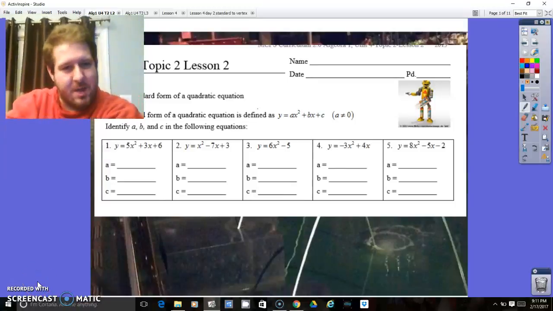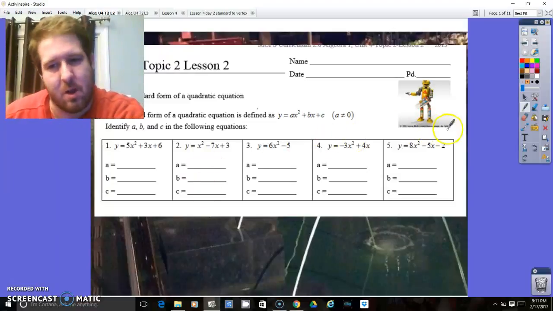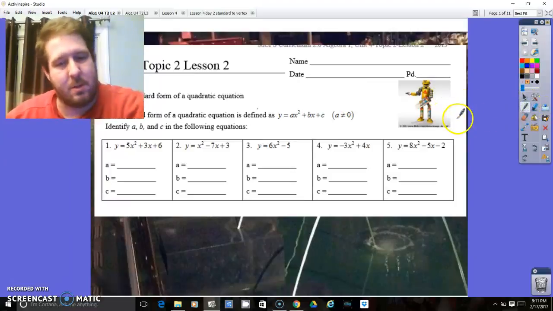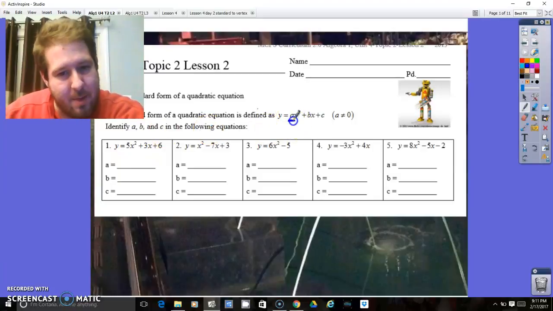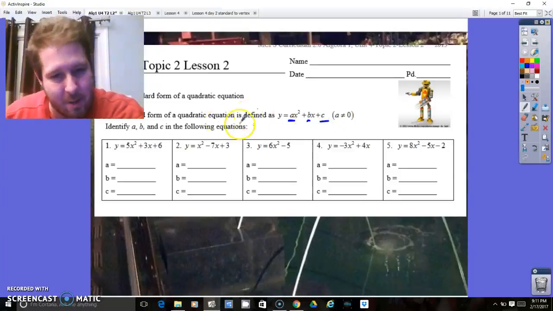This is U4T2L2, Lesson 2, and we're going to be talking about key features of quadratic functions. We're going to start off with standard form of equations. Standard form, as I taught in the previous video, the a is always multiplied by the x squared, the b is always the coefficient of the x, and c is always the constant, meaning the number by itself.